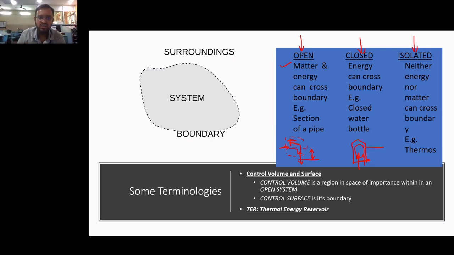All right, but since you're adding thermal energy to the entire system, you are adding energy to the system. So energy is crossing the boundary. So this is an example of a closed system. Then comes something called an isolated system. Here neither energy nor mass can cross the boundary. The most common example that we can talk about is a thermos, a thermoflask.